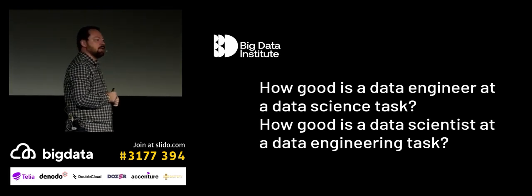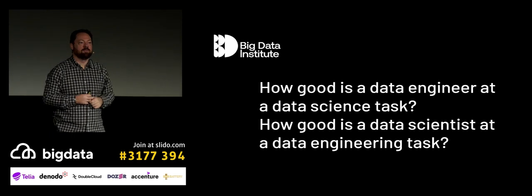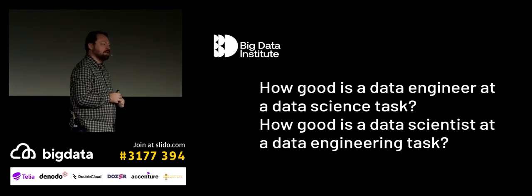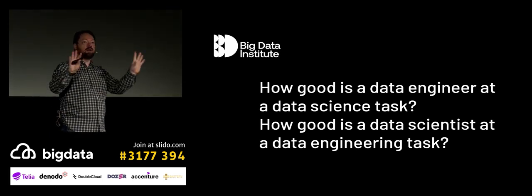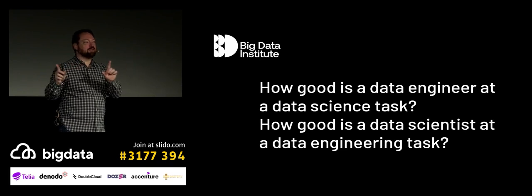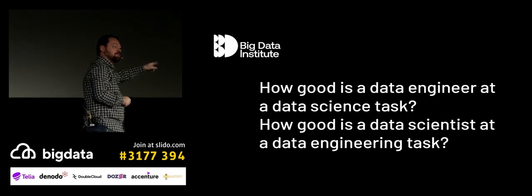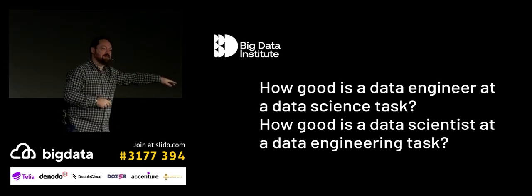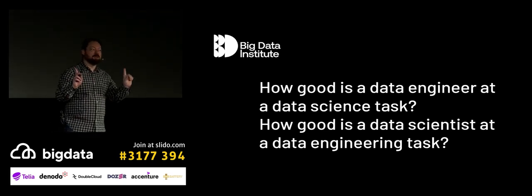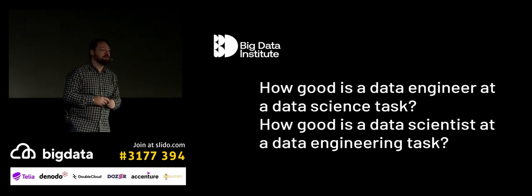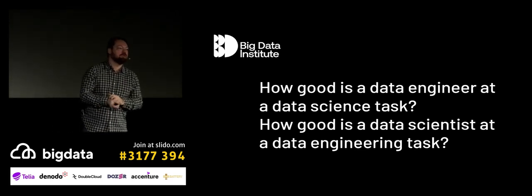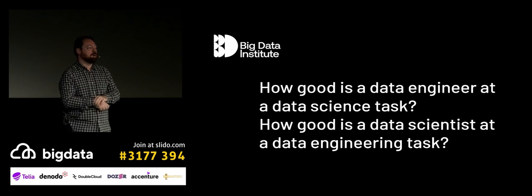How good is a data scientist at a data engineering task? And what often happens here is that the data scientist says, oh, I can do that. But they don't actually think about it the other way, of, oh, I'm terrible, or those data engineers are terrible at these data science tasks. But then they think, but I can do that data engineering. I can Google around, and I can look on Stack Overflow, and I can fuddle around.